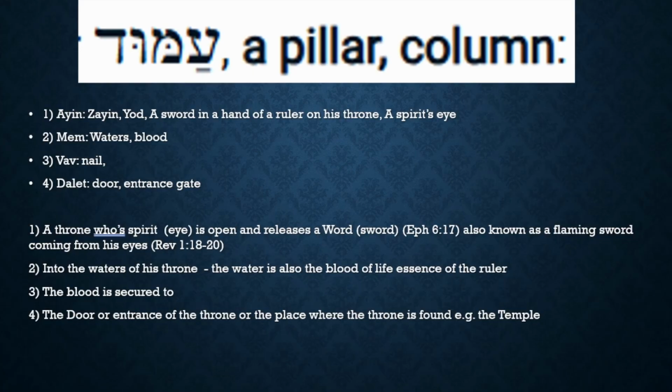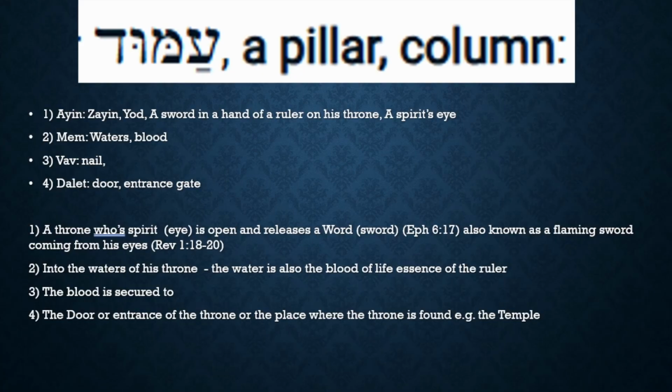Does Ephesians 6:17 not say that the sword is the word of the Spirit? Yes. It is also known as a flaming sword coming from his eyes, Revelation 1 verses 18 to 20. So this word is released into the waters of your own throne. So you are releasing the blood of Christ and his essence as a ruler into your waters.